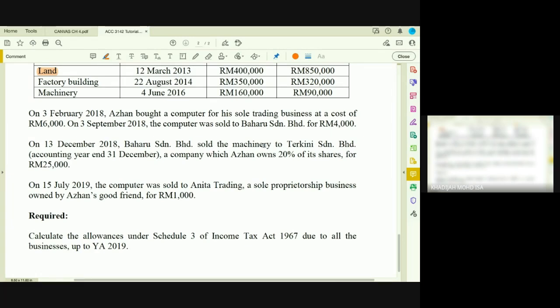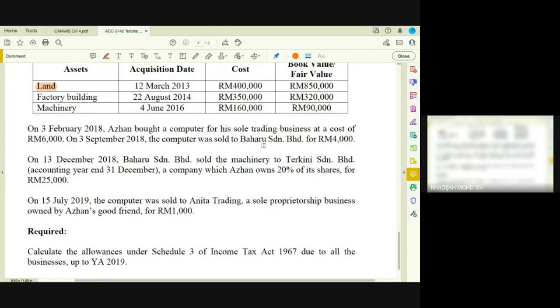And then for normal disposal, what should you do? You have to determine the residual expenditure. What is the RE of the asset, and then from the RE, what is your disposal value, and then compute whether it's a BA or BC. Have you done this tutorial or not? You must not have done it yet.